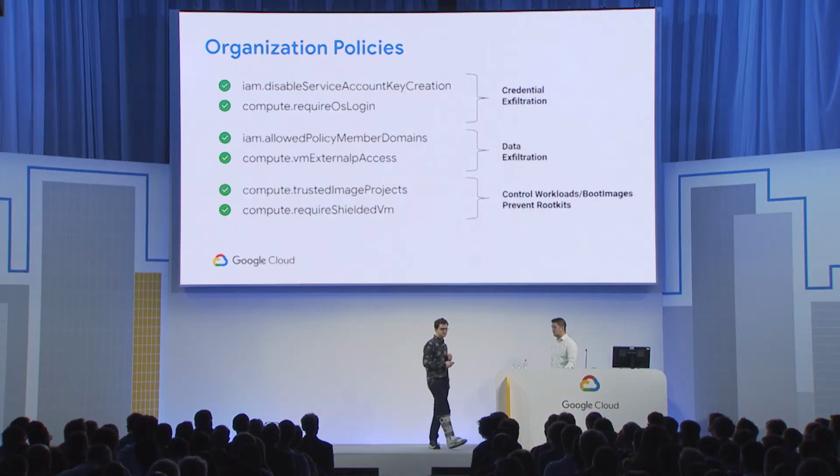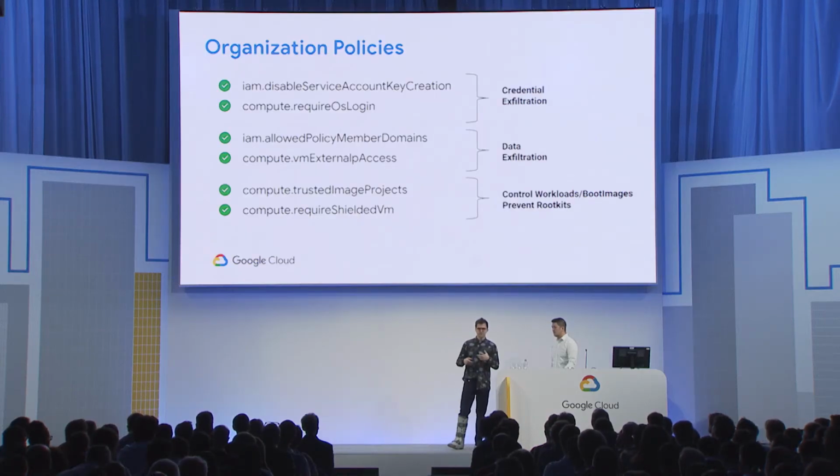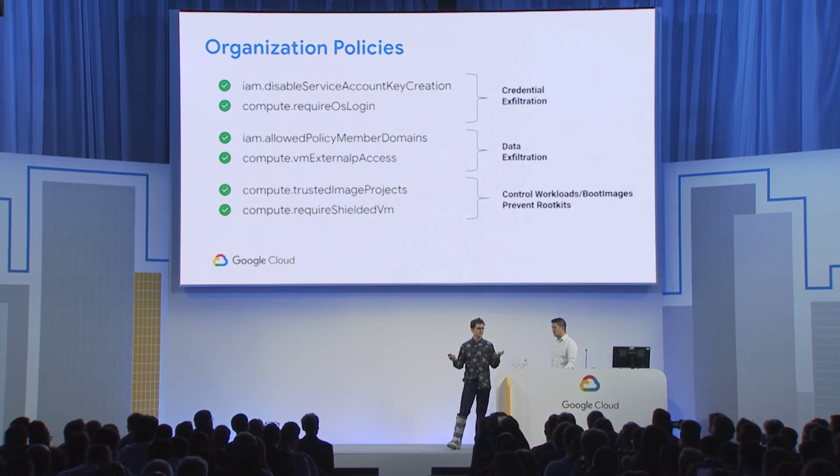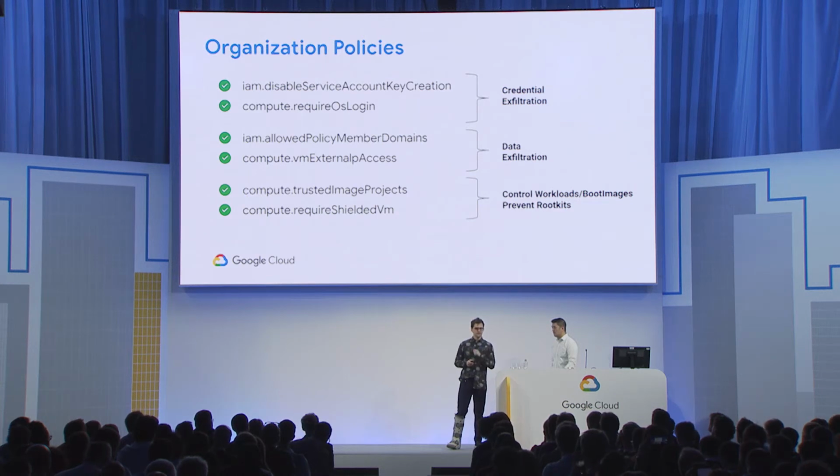Finally, I'd like to talk about two other controls which allow you to control the types of workloads and the type of software running in your virtual machines, and in particular, trusted image projects and require shielded VM. Trusted image projects allows my image team to have assurance that only operating systems created by them are being run in my cloud. If a developer tries to deploy their own operating system image or tweak the operating system image and deploy that, they'll be disallowed because it violates this policy.